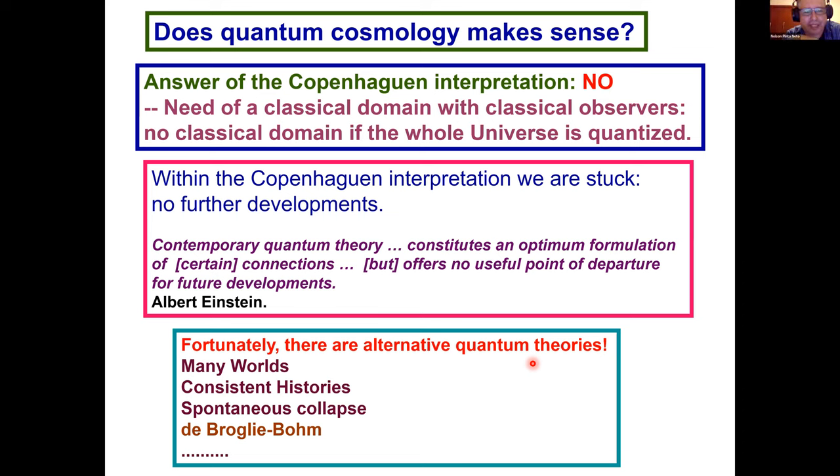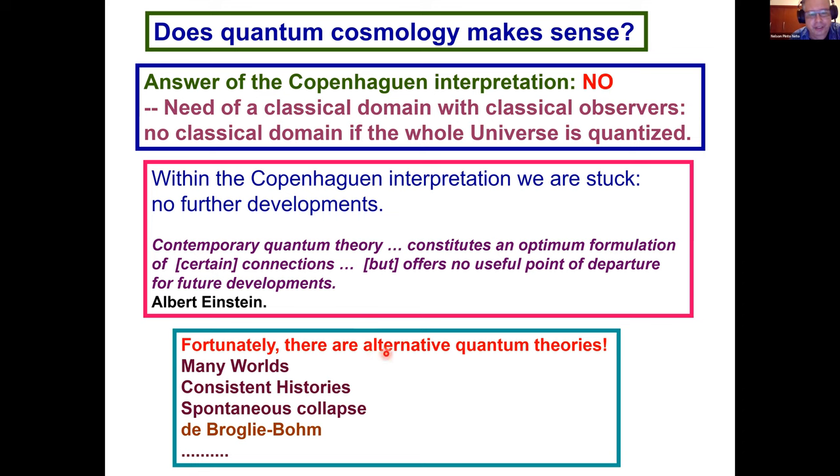And I think this example is a good example of something that Einstein said in the 40s, which I think is very nice. He said, well, contemporary quantum theory, which I think is the Copenhagen interpretation, constitutes an optimum formulation of certain connections, but offers no useful point of departure for future development. So I think this is a very good example of how this came about.